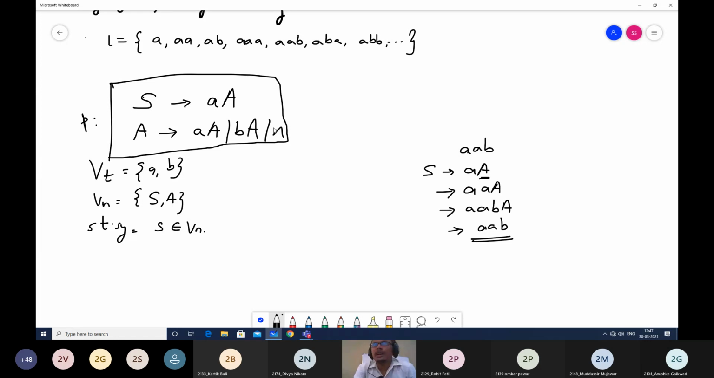This second part basically gives me A plus B star, correct? And this is giving me starting with A. So totally it is A into A plus B star, which is nothing but starting with A, the question that is asked. Is it clear? Yes, sir. Okay.